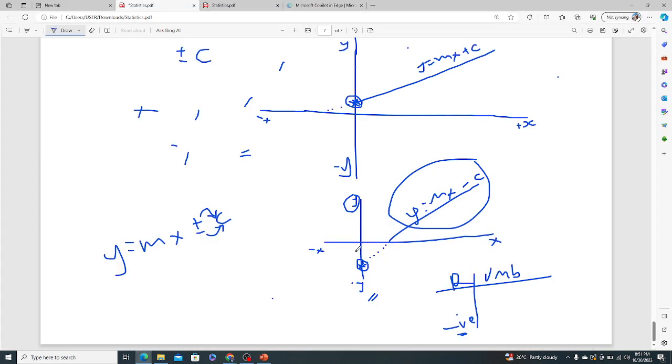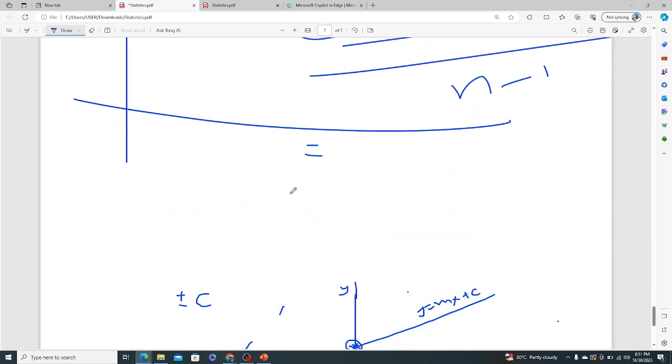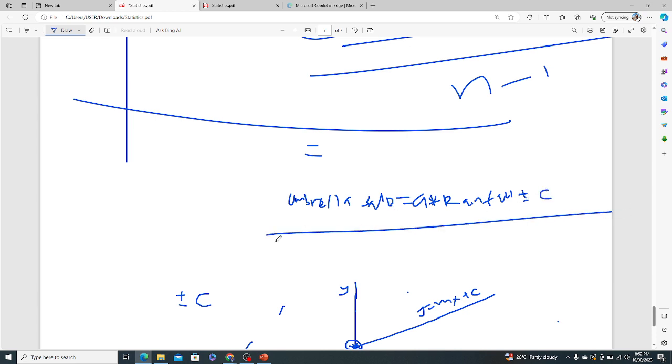We'll also do another one whereby we'll create a model to predict the number of umbrella sales. Given what? Given the amount of rainfall. That is, let's say A multiplied by what? Rainfall amount. Rainfall amount in what? In millimeters, plus or minus C. So this is the model which we'll use.